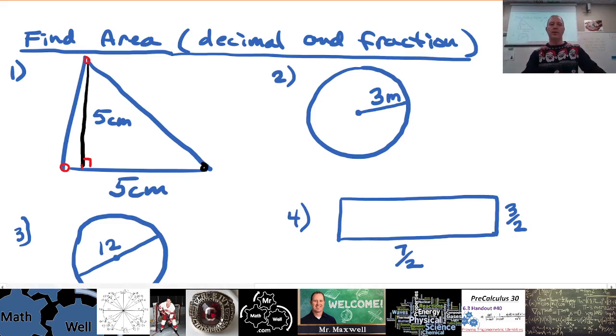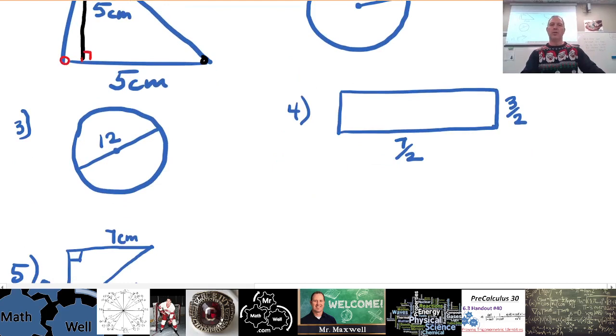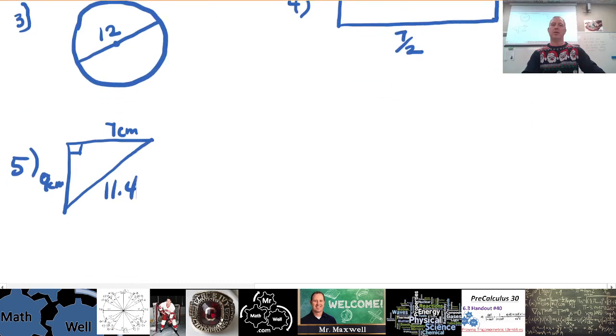Here's question 1 and 2. Answer should be in decimal and fraction form. Give me one second. Here's questions 3 and 4. Find the area of those. And question 5, here's a right triangle with 3 sides given. Find the area of this right triangle. That's your assignment for today.